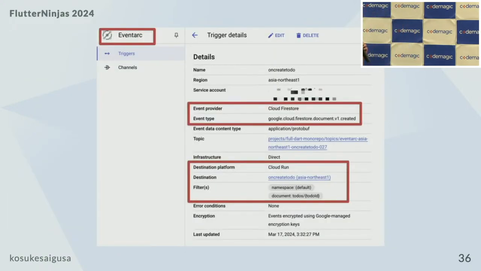So when you're done, this is the result on the GCP console for Eventarc. You can see the results. Then you can see the same configuration as we saw on the previous slide. The event provider is Cloud Firestore, the event type is document creation, the destination is Cloud Run, and the function name, and filters. So this shows which document creation is triggered by this event.